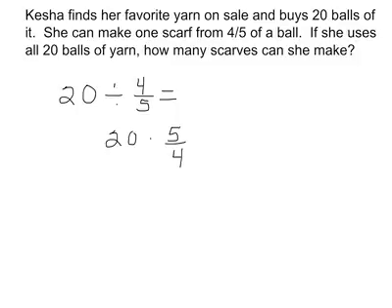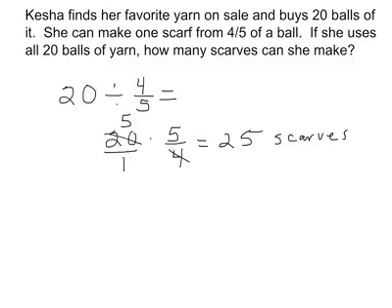And sometimes it's easier just to keep track of how you're multiplying to make your whole numbers be a fraction. So 20 is the same thing as 20/1. Now I'm going to look for common factors within the numerator and denominator to simplify. 4 goes into 20 5 times. So 5 times 5 means 25. So she can make 25 scarves with the 20 balls that she purchased.